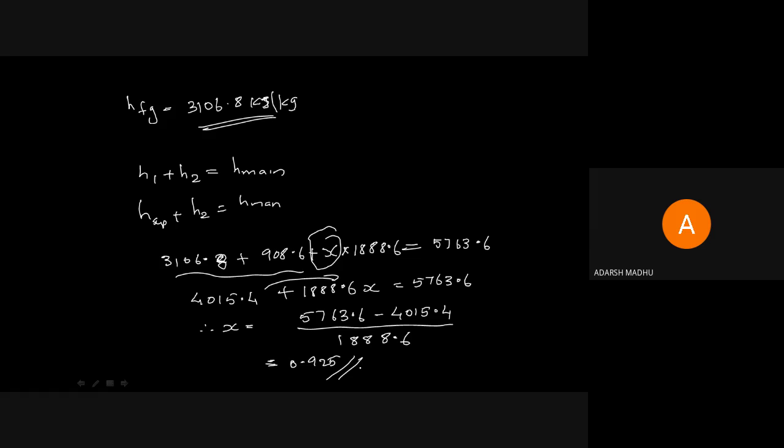We already found the value for H main and H superheat, and there is an equation for H2, that is H of boiler saturation, including the dryness fraction value. Just equating H1 plus H2 equal to H main, you can arrive at the solution x. If any doubt, you can ask personally.